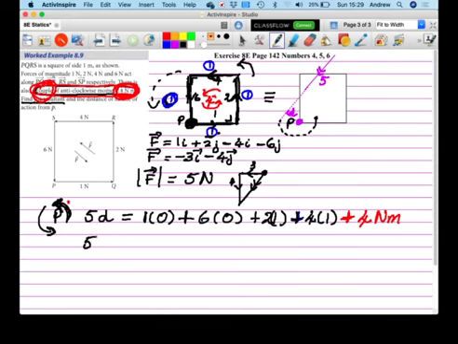Now, looking for our D, 5D is equal to 0 plus 0 plus 2 plus 4 plus 4. 4, 8, 10. So I've got 5D is equal to 10. So D is equal to 2 meters. And that's the end of it.